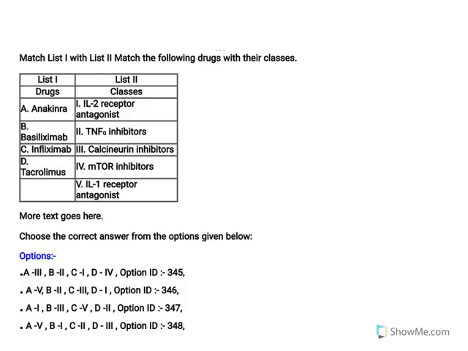Now we need to match the list 1 with list 2. Now see, all these are immunosuppressant drugs. Now look at them. The first one, anakinra. See, anakinra is an interleukin 1 receptor antagonist. These are called as disease modifying anti-rheumatic drugs.